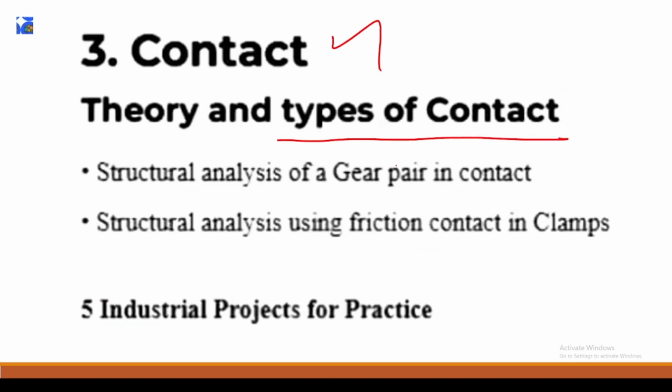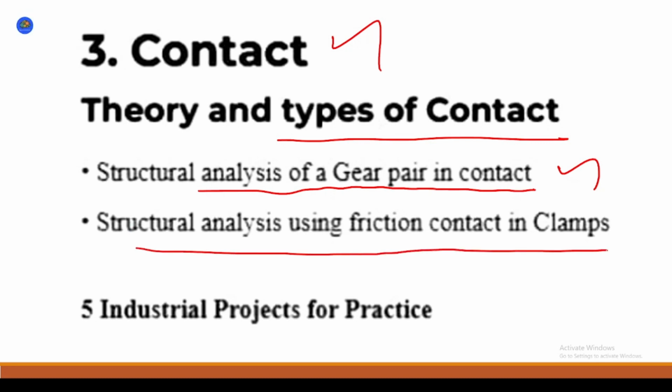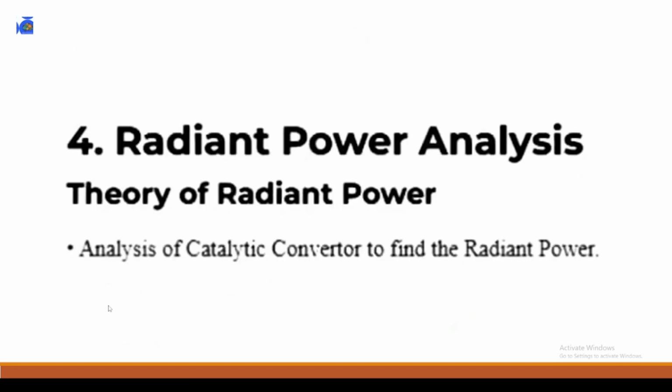So theory and different types of contact, and the structural analysis of the gear pair in contact. And now one more example is structural analysis using friction contact in clamps. Then 5 industrial projects will be included under this topic.